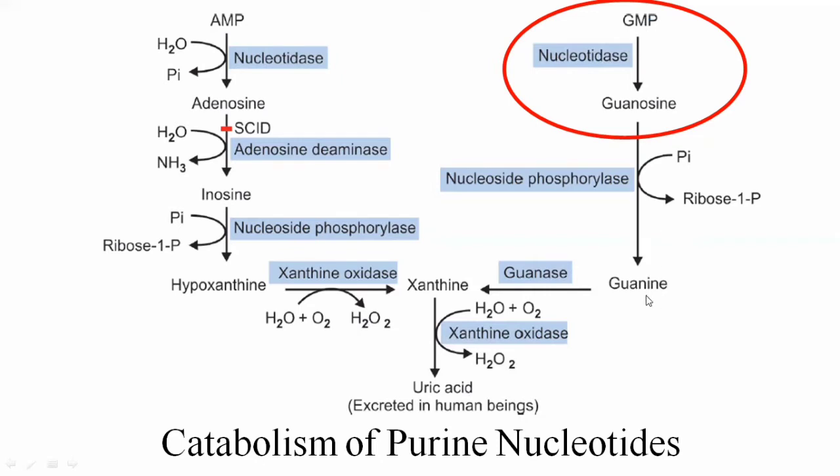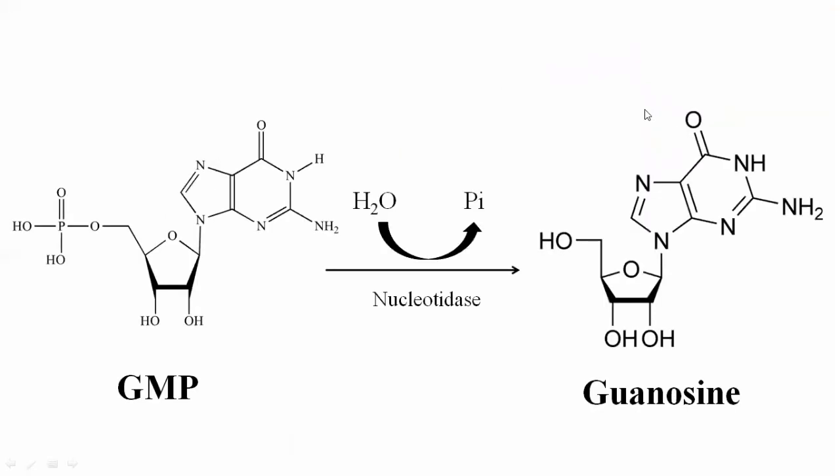It passes through a series of reactions. There are four reactions through which guanine monophosphate is converted into uric acid. Let's see each reaction in detail. First of all, guanine monophosphate is converted into guanosine.